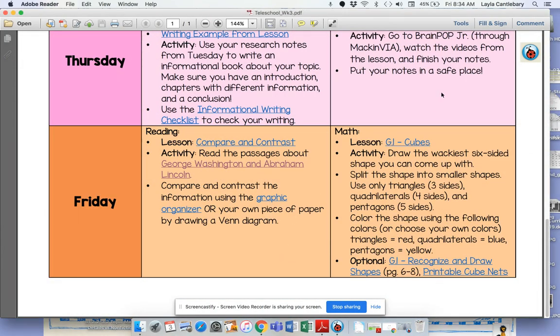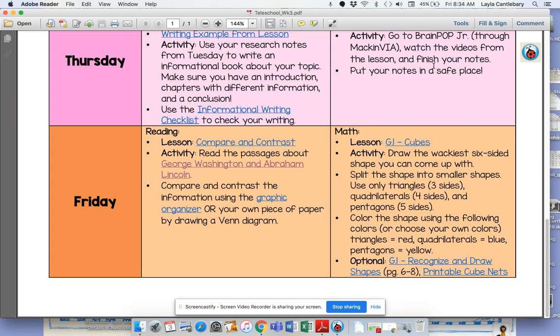All right. The next, for our on-level second grade math kids, you're going to come here. You're going to watch this lesson about cubes. And then the directions say draw the wackiest, that means silliest, craziest, whatever, six-sided shape you can. Okay. So I am going to kind of show you what I mean. So wackiest means craziest. It shouldn't look like normal if you can help it.